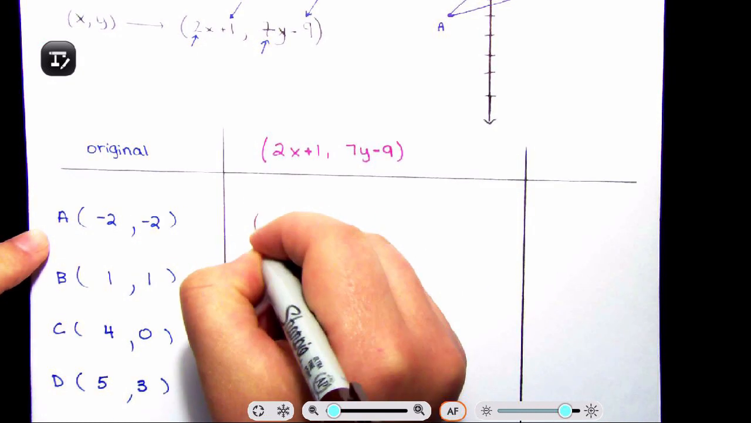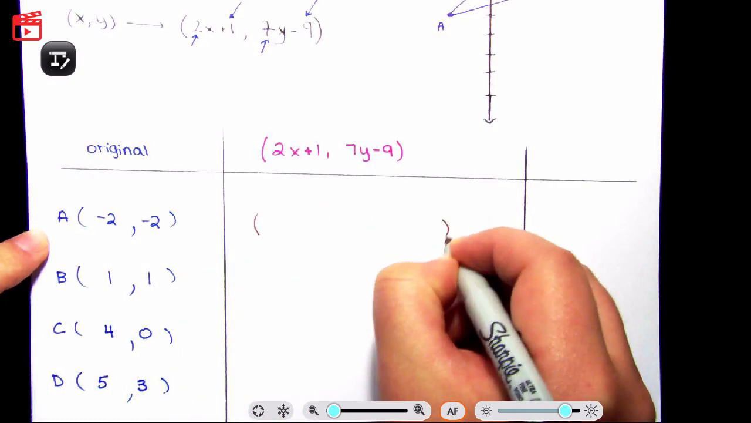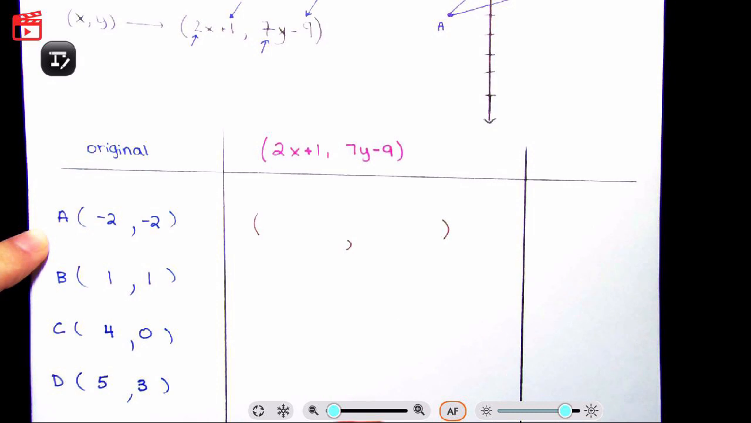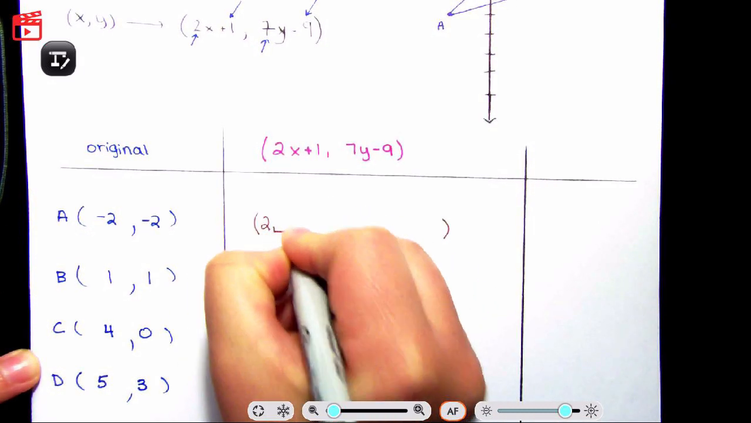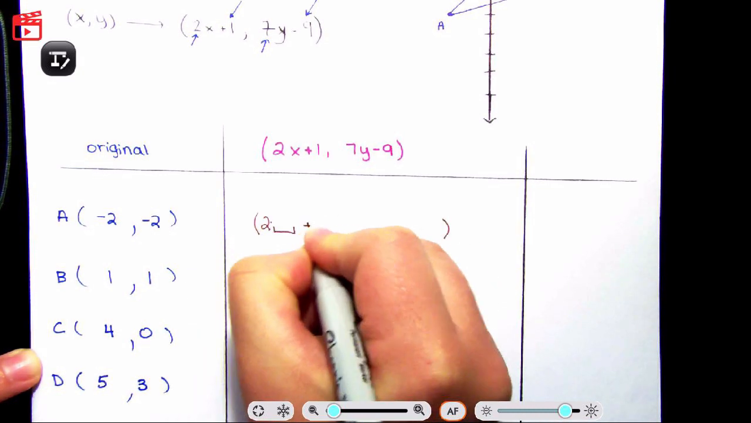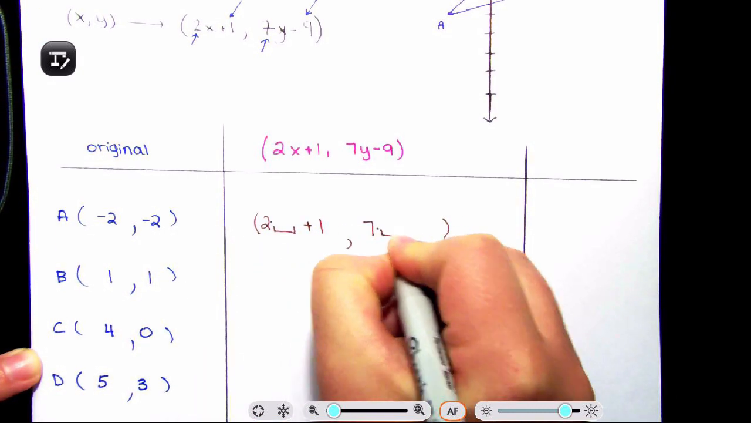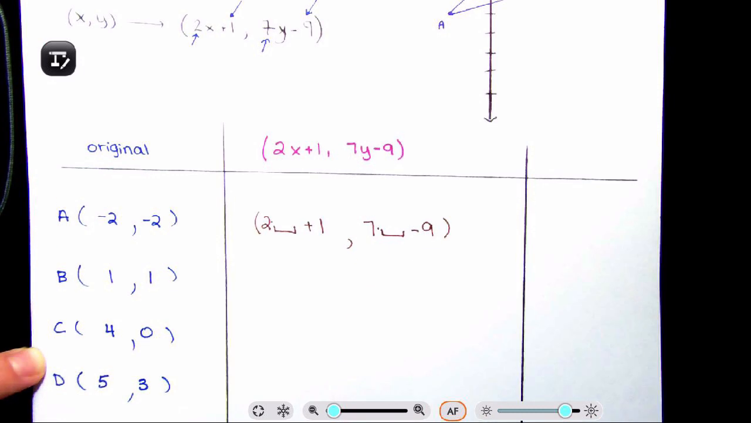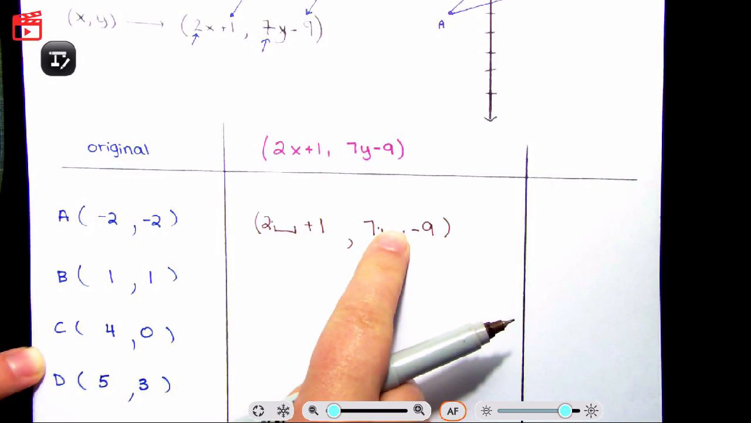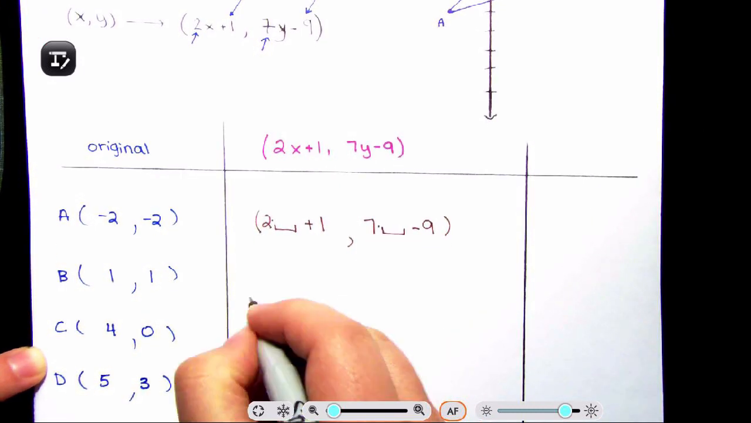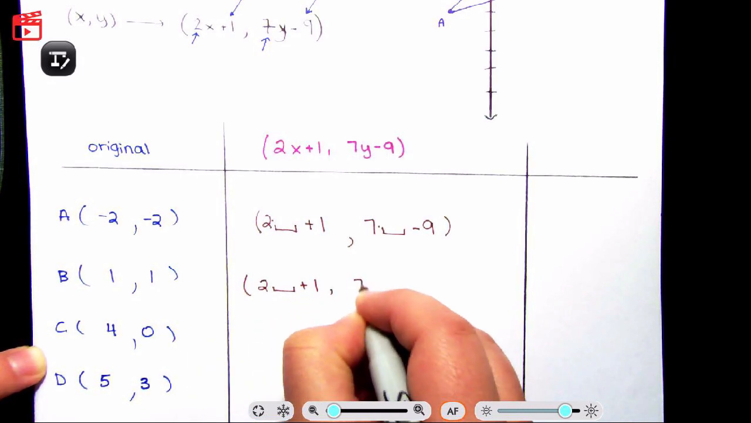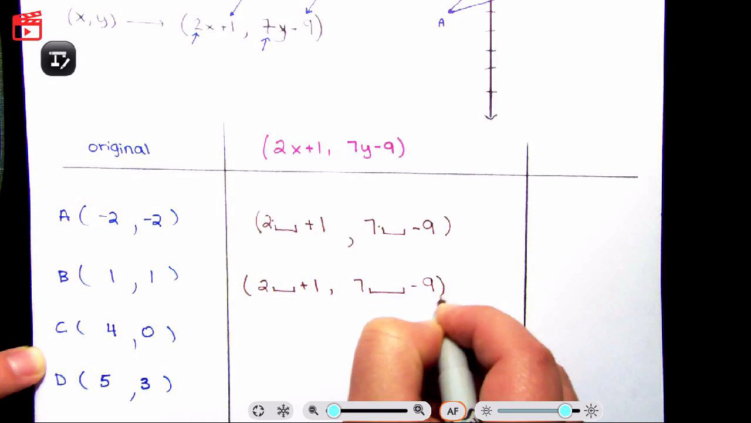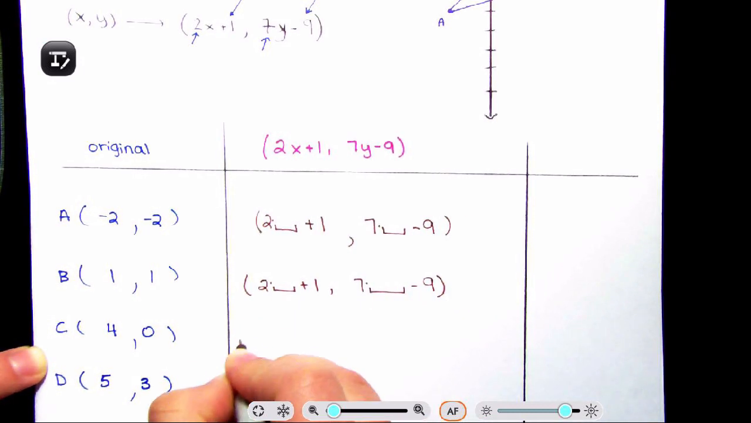Now, instead of writing the X and the Y, I'm actually going to leave it blank. So what you're going to do is 2 times your X value plus 1, 7 times your Y value minus 9. So I'm leaving a space for me to write your X value and your Y value. And I'm going to do that as many times as you need to. And again, this is multiplication.